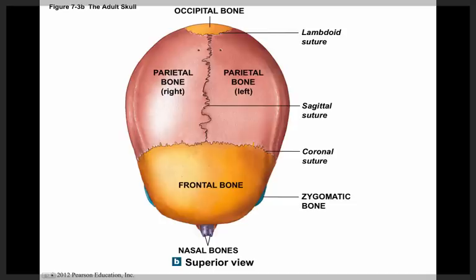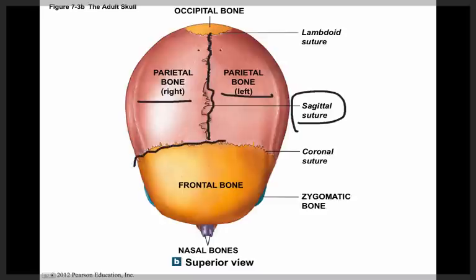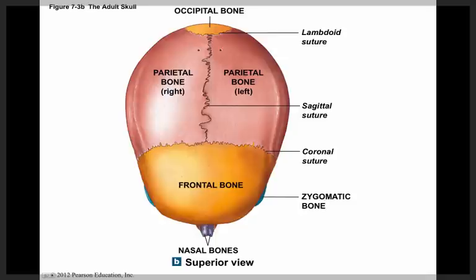This is a superior view of the skull, and here we see another suture that is called the sagittal suture, and it divides the left parietal bone from the right parietal bone. We also get a clear view of the coronal suture, so like a crown, fits on top of your head between the frontal bone and the parietal bone. Now these sutures are not there at birth. At birth, the cranial bones are connected by areas of fibrous connective tissue.